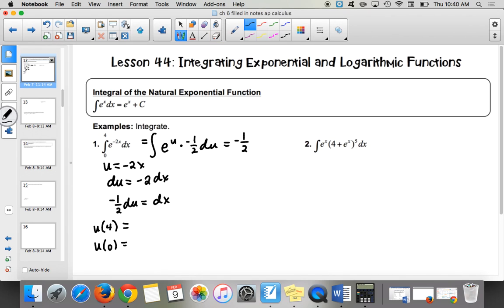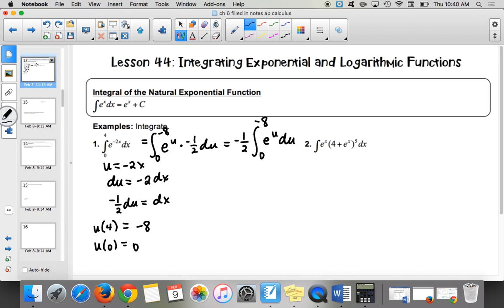Does it end up being e to the u times u? Hang on. If I have u of 4, I plug 4 into my negative 2x equation. What do I get? Negative 8. And u of 0 is 0. So I'm going from 0 to negative 8, which some of you might not like. You might want to switch it to negative 8 to 0 and make the whole thing the opposite. Doesn't matter. You can keep it the way it is, or you can switch it.